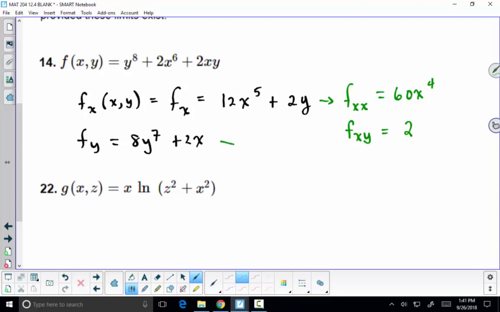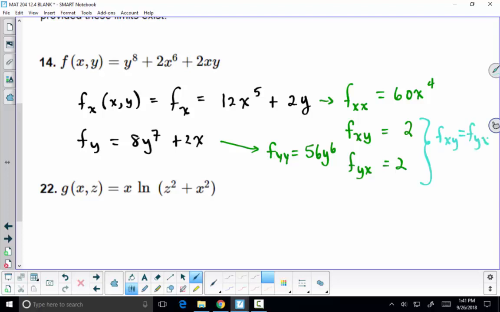So let's try that with f sub y. The partial of f sub y with respect to y is going to be 56y to the 6th. And what about f sub yx? 2. 2. This is not a coincidence. So f sub xy is going to equal f sub yx.